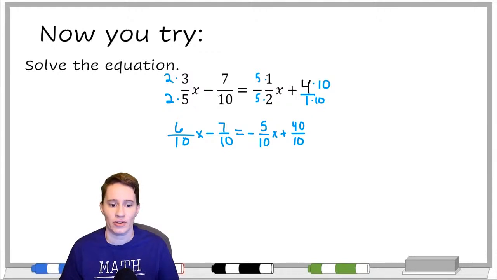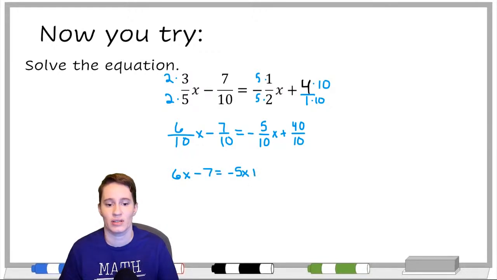Now let's drop all of our denominators and finish. 6x minus 7 equals -5x plus 40. So I'm going to add 5x over to this side, and I'm going to add 7 over to this side, and this gives me 11x equals 47.